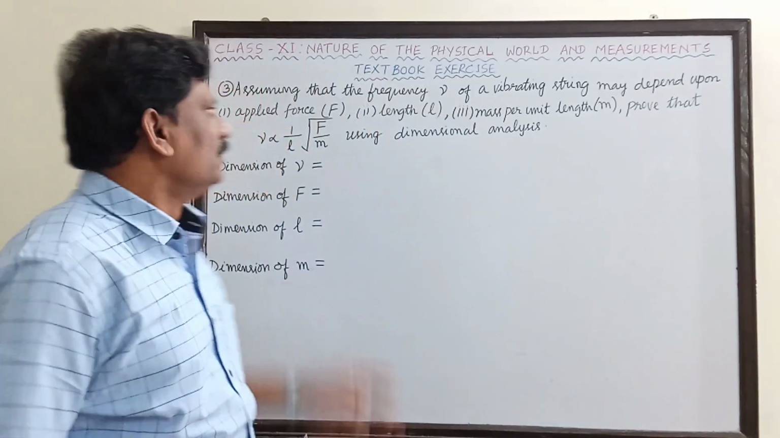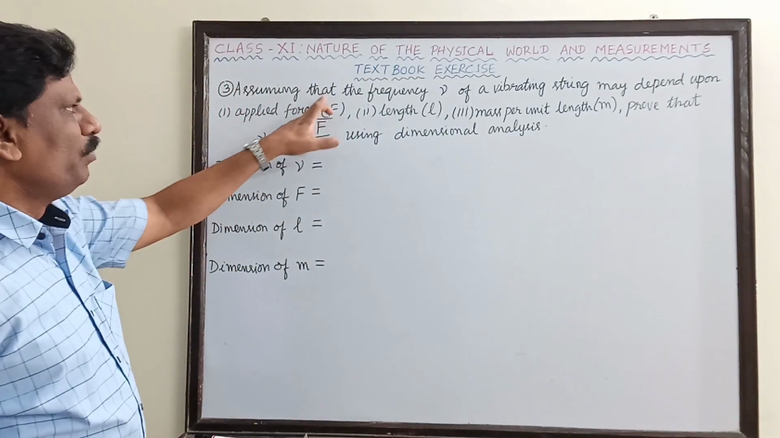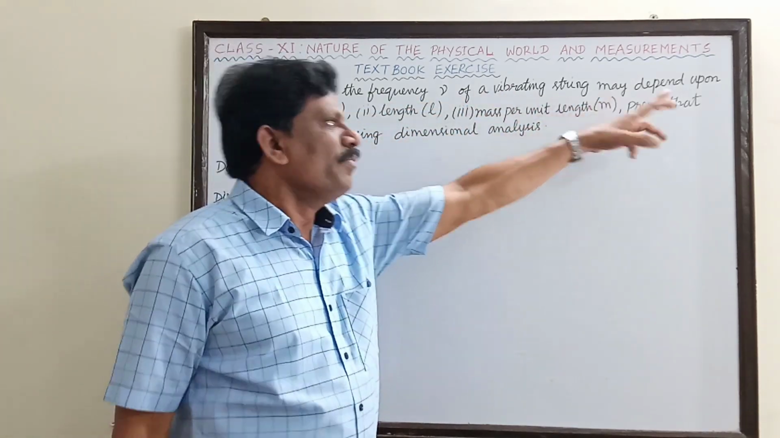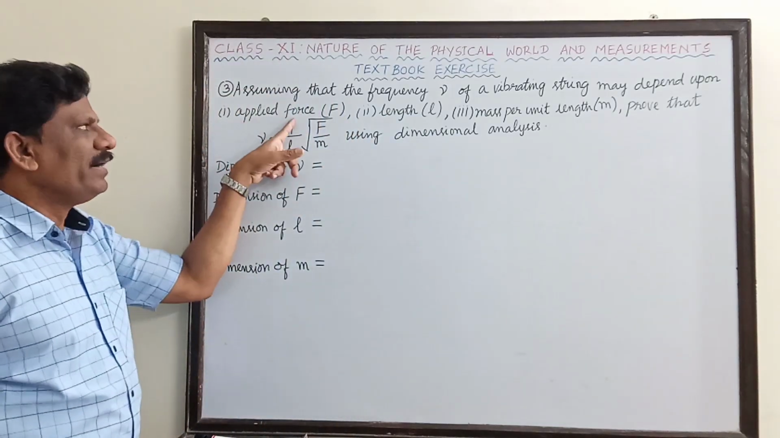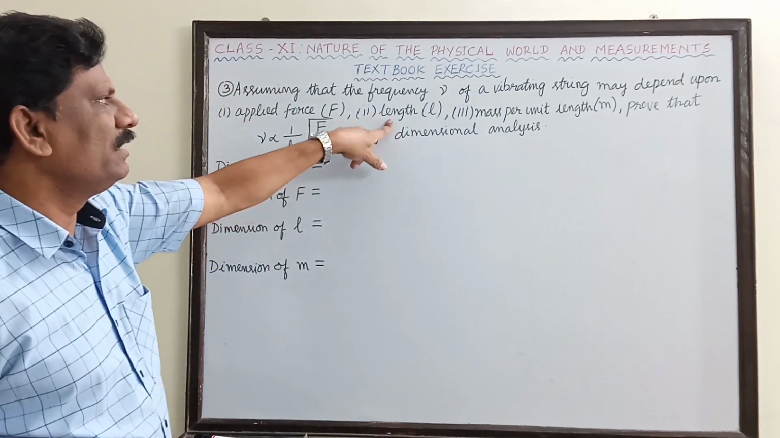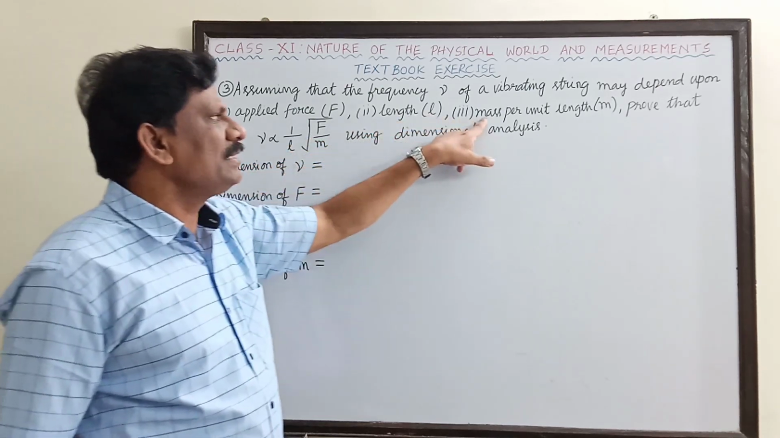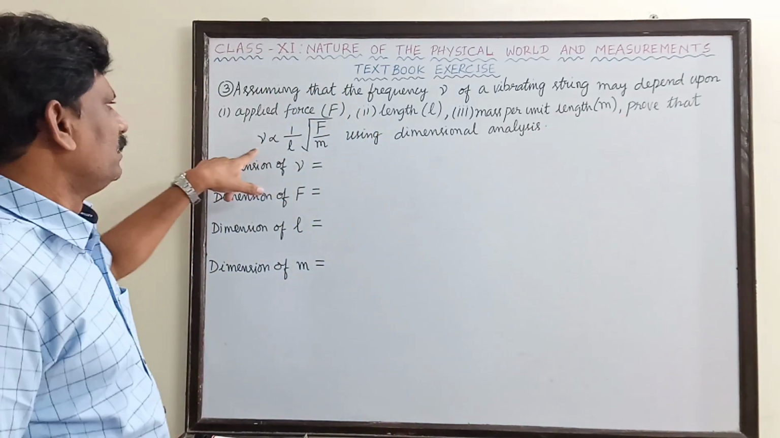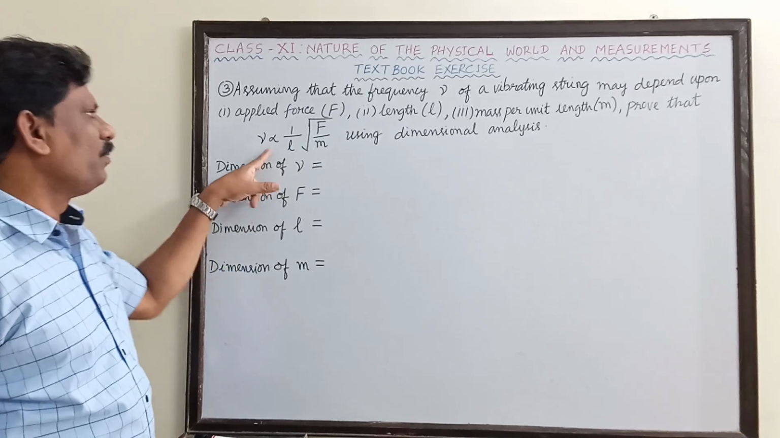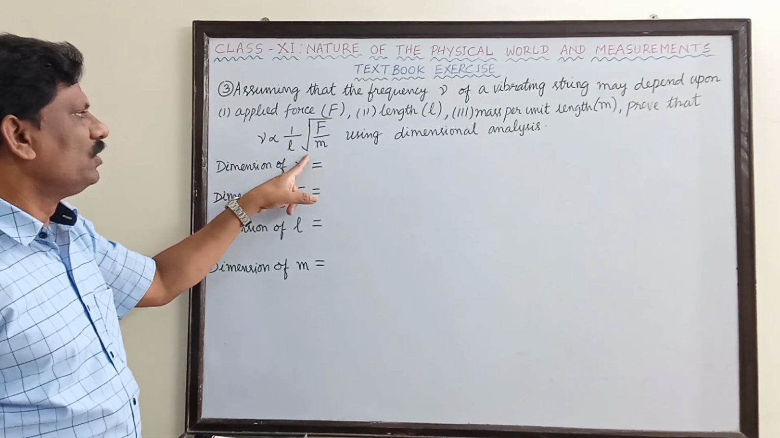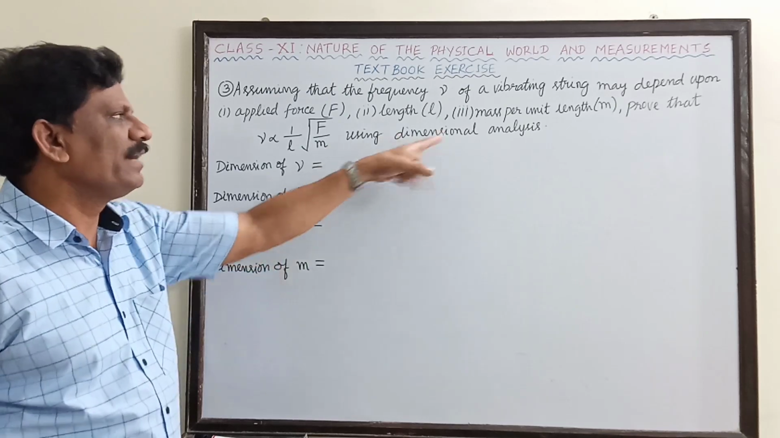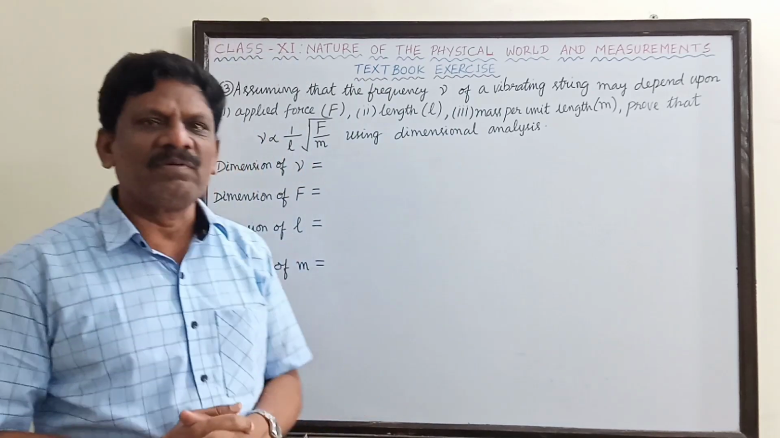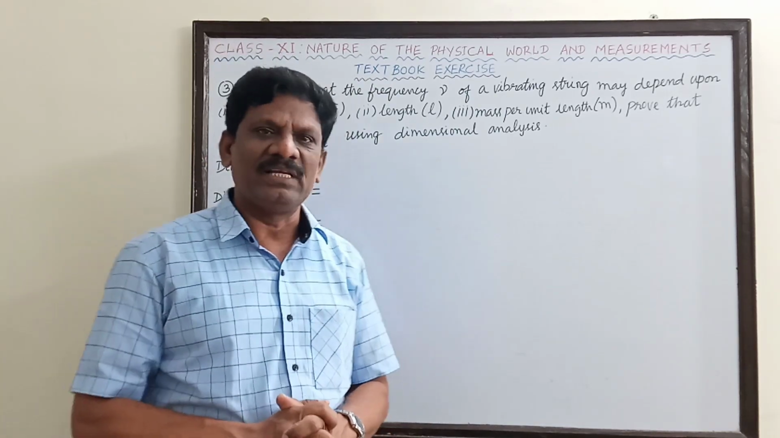Hi students, the third problem is: assuming that the frequency nu of a vibrating string may depend upon applied force F, length of the string L, and mass per unit length M, we have to prove that the frequency nu is proportional to 1 by L into square root of F by M using dimensional analysis. This is a very important numerical problem which may be asked in the board examination also.